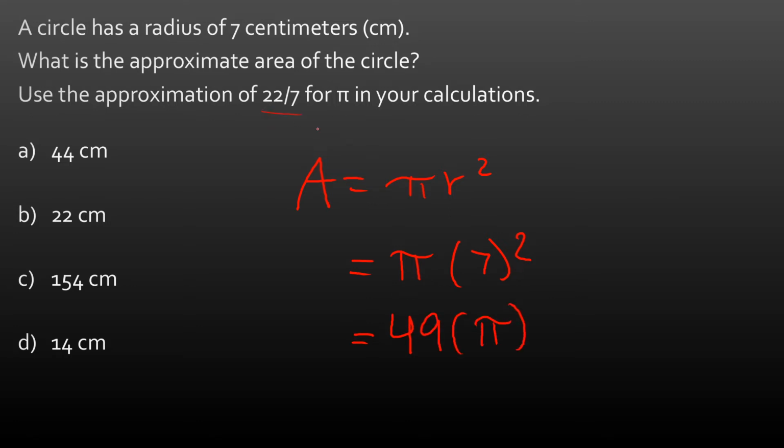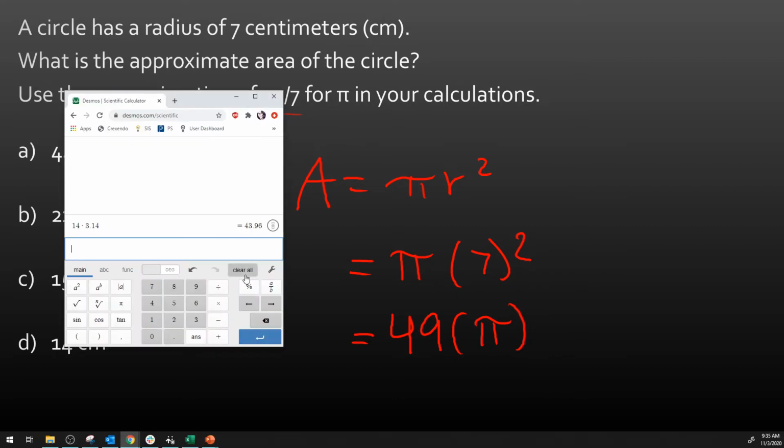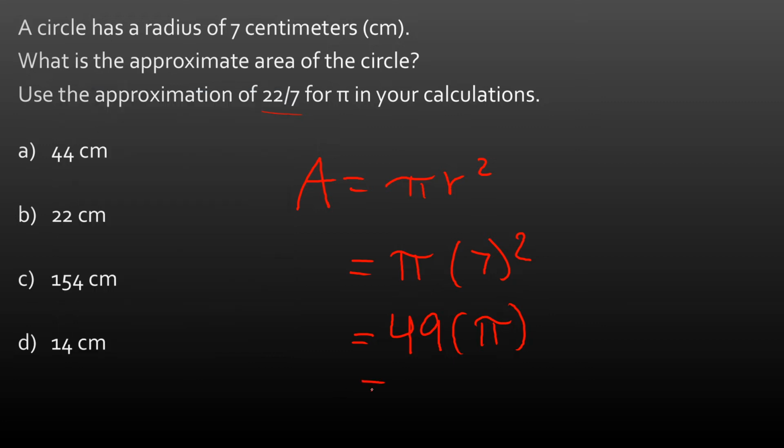It tells me to use 22 over 7 for pi. It is okay if you just use the 3.14. That won't change your answer here. Okay, so I'm going to use the 3.14 because that is what I prefer. 22 over 7 is the ratio for pi, so you'll get the same answer regardless of which one you use. So here, this tells me that it is 153.9, I believe, which rounds up to 154. So 154 centimeters squared is the approximate area of this circle.